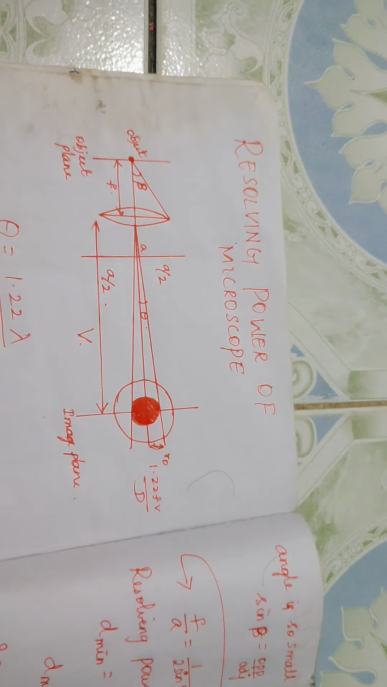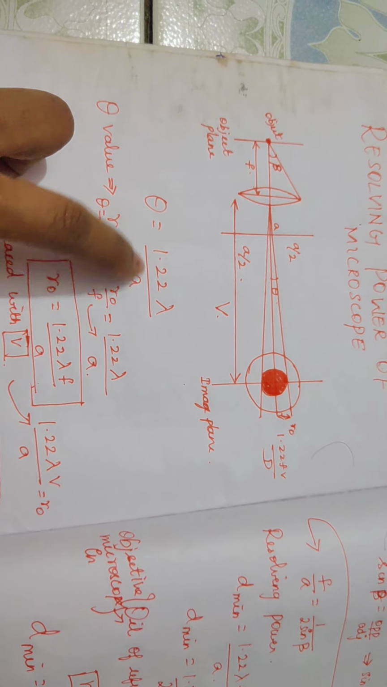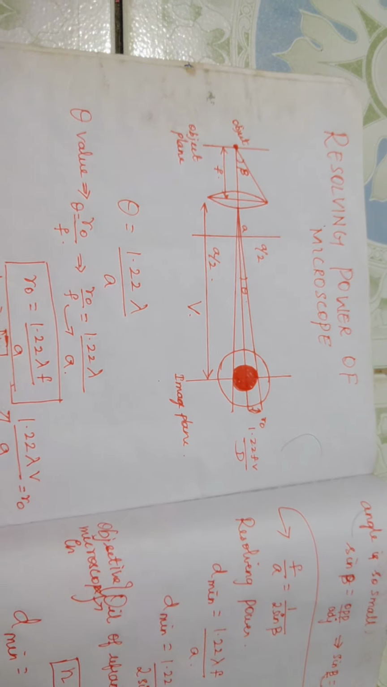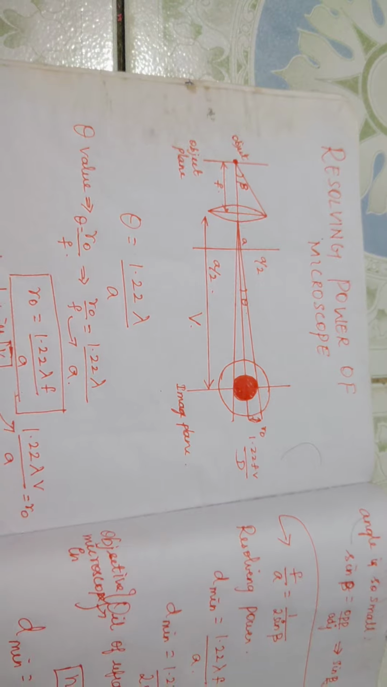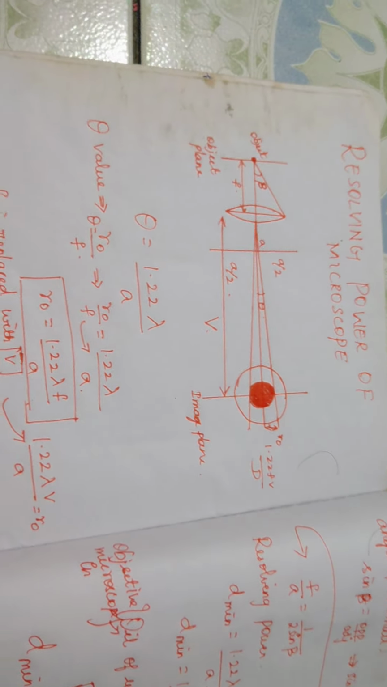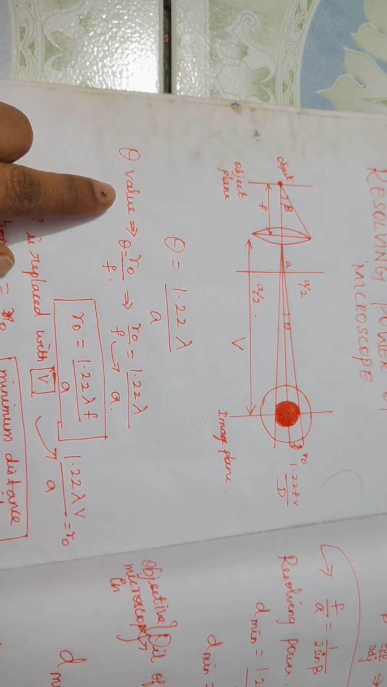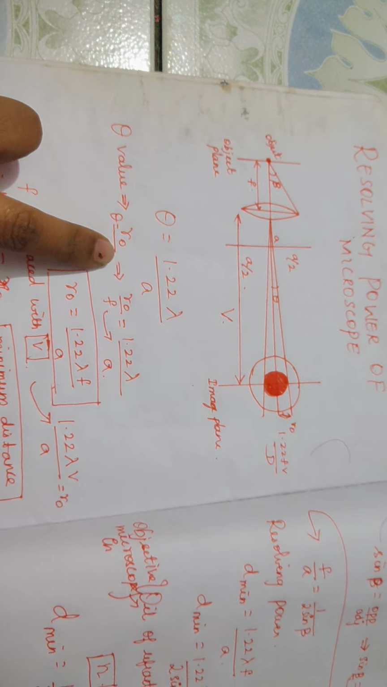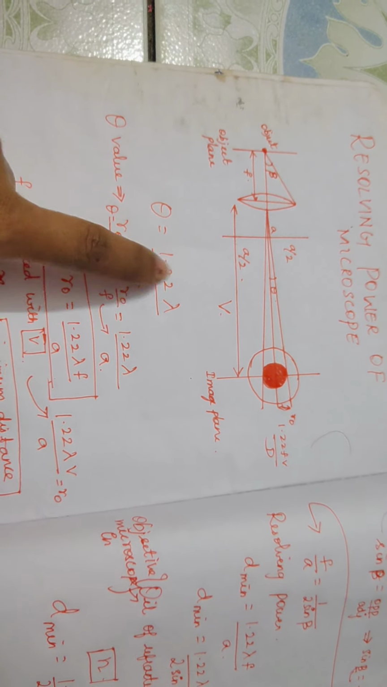So now we'll get into the derivation. Theta is equal to 1.22 lambda divided by A. Already we have seen one topic regarding the resolution. The resolving power is equally opposite in nature to the resolution topic. Now the theta value, already we found: theta is equal to r naught by f. So I can change this equation as r naught by f is equal to this theta value.